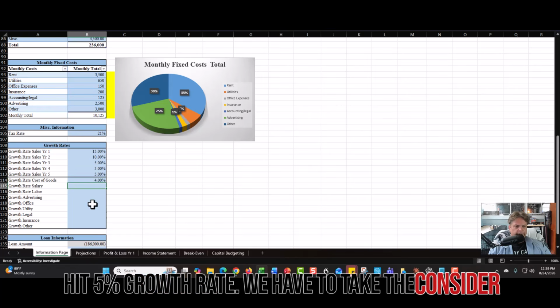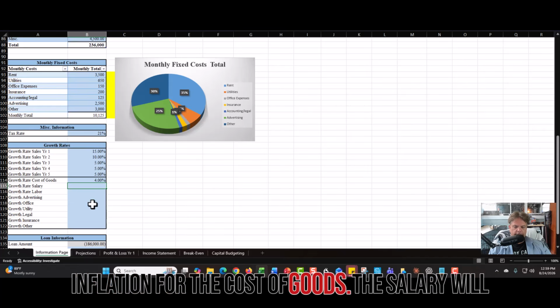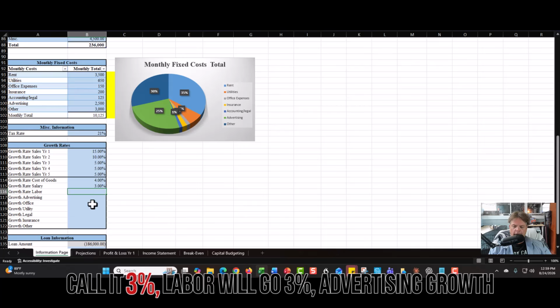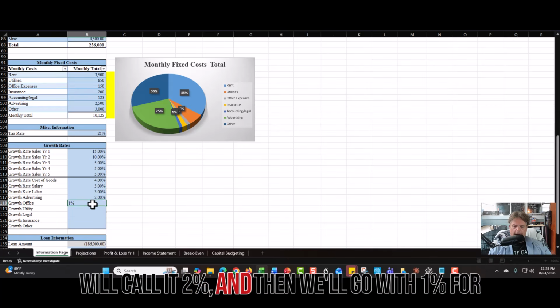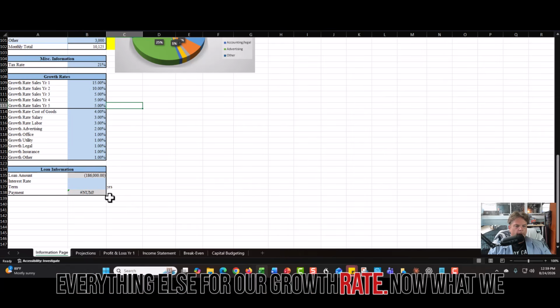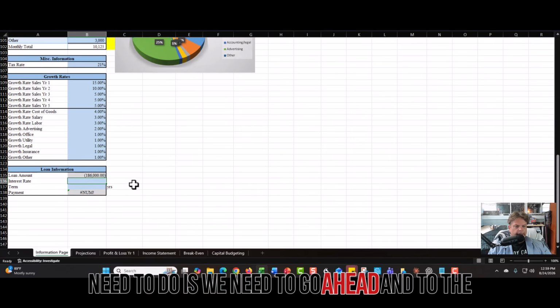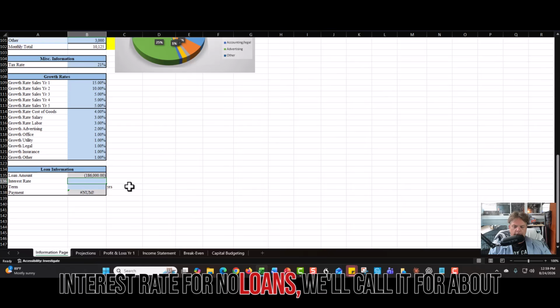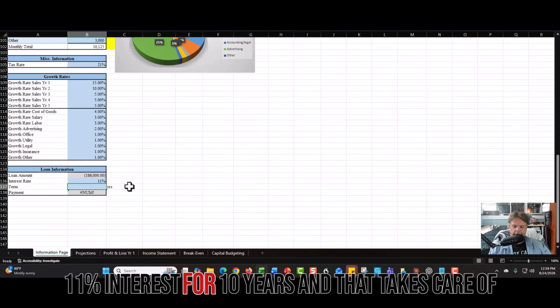We have to take into consideration inflation for the cost of goods. The salary, we'll call it 3%. Labor will go 3%. Advertising growth, we'll call it 2%. And then we'll go with 1% for everything else for our growth rates. Now what we need to do is the interest rate for the loans. We'll call it about 11% interest for 10 years, and that takes care of our payment.